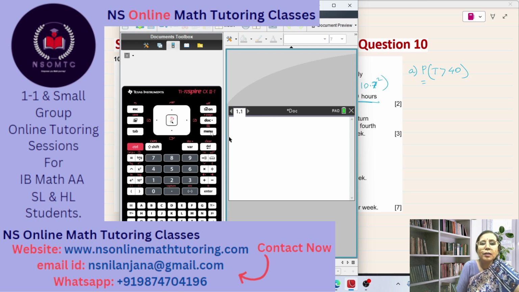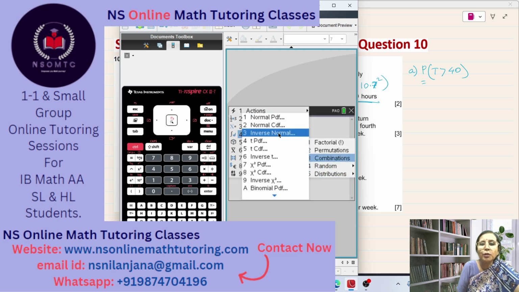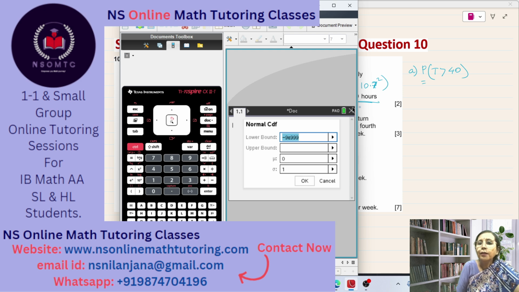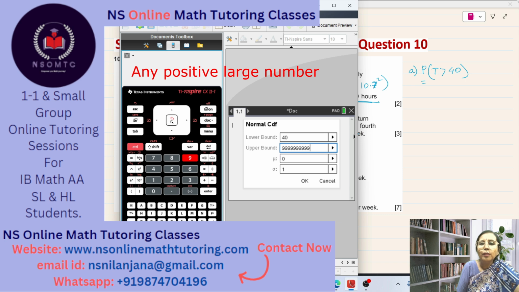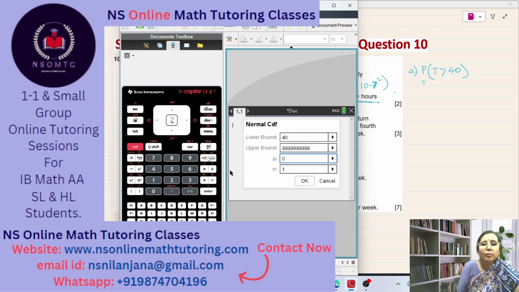It is paper 2. I'll be using the TI Nspire calculator, CX2. So it is menu, probability and distribution. You can come to the distribution using the statistics also. And it is normal CDF greater than 40. So the lower bound should be 40, and the upper bound you can write as anything. And mu is 42, and the standard deviation is 10.7.